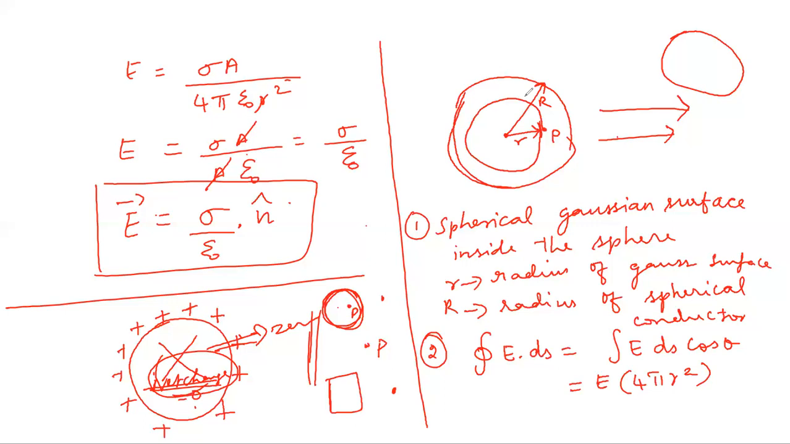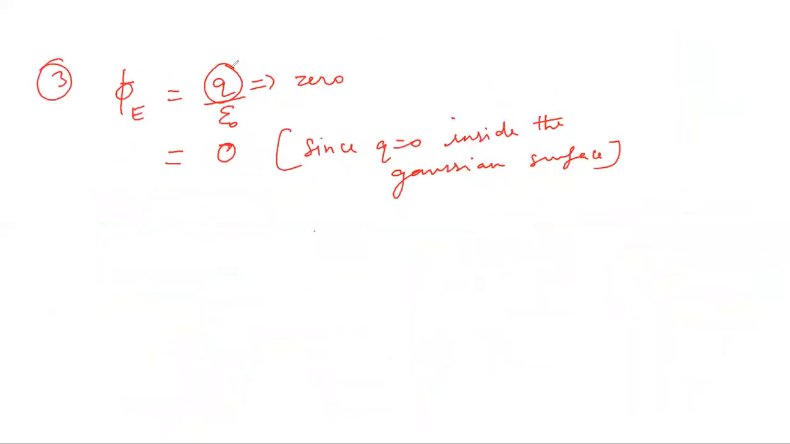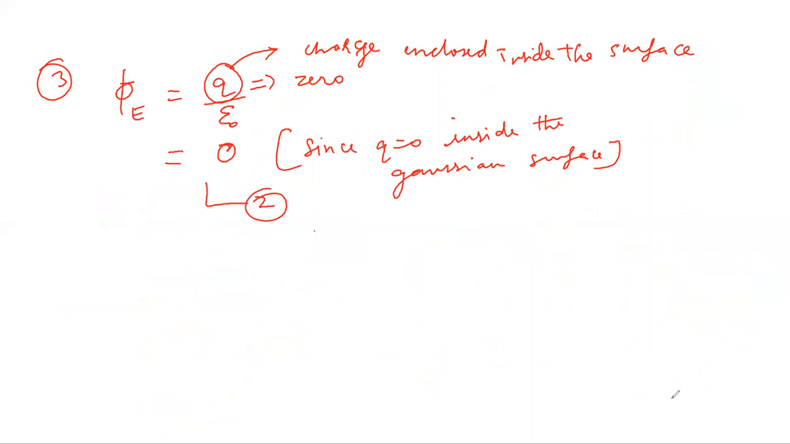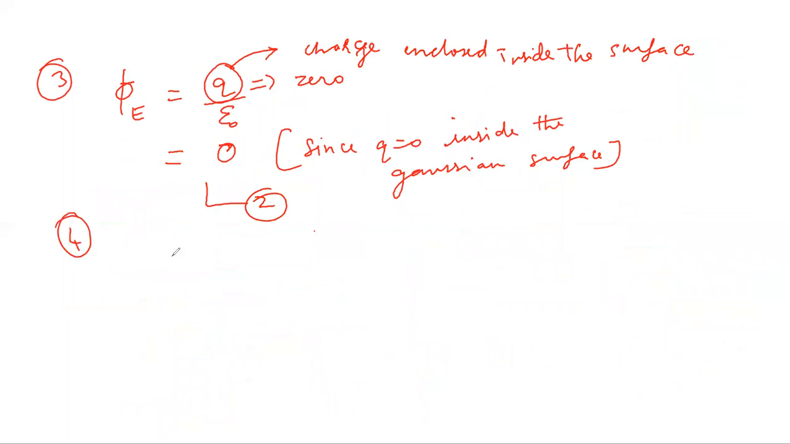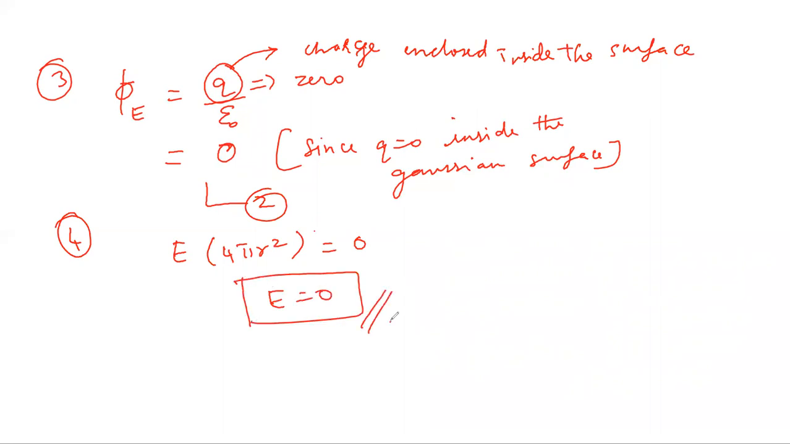This Q, by the definition of Gauss law, is the charges enclosed inside the surface. Here the charge inside the surface is 0, so I have to write this as 0. This is equation 2 and this is equation 1. Equating 1 and 2, what do we get? E into 4 pi r square is equal to 0. Therefore, E is equal to 0. Remember this. This is an important 1 mark question also.